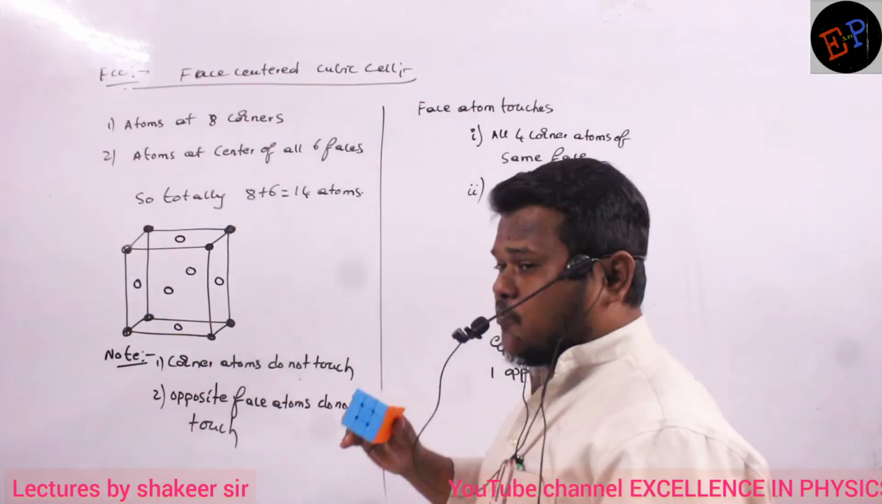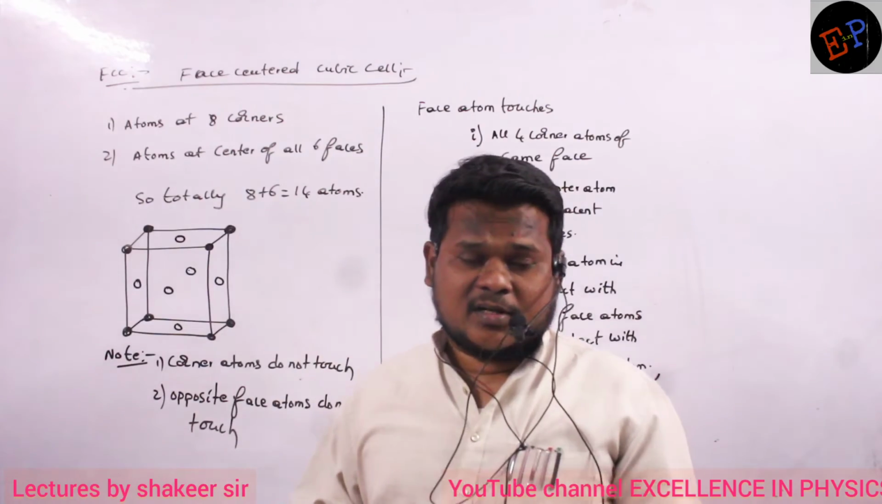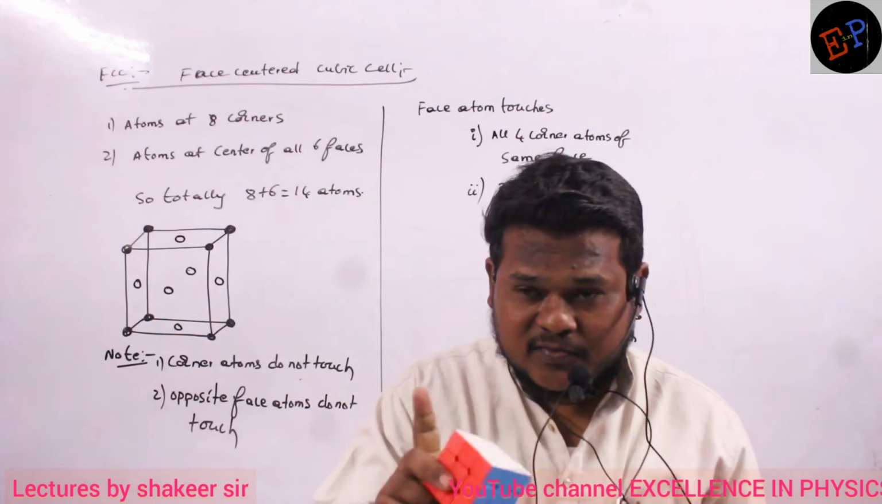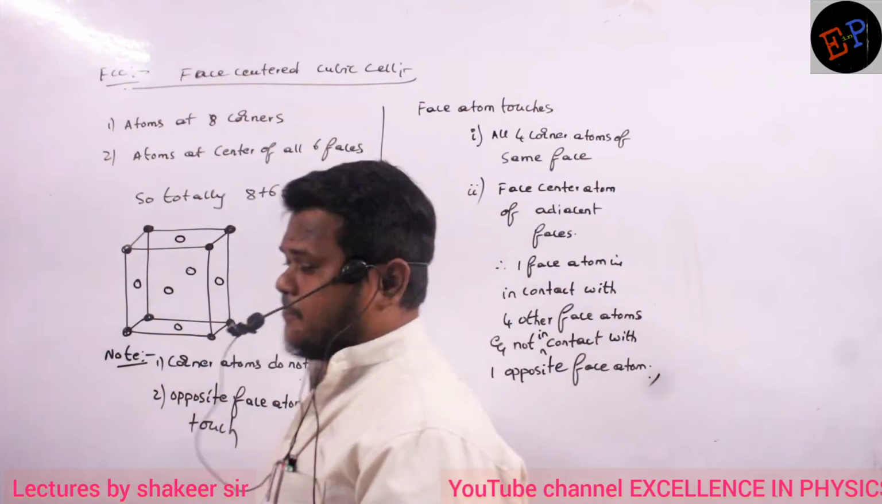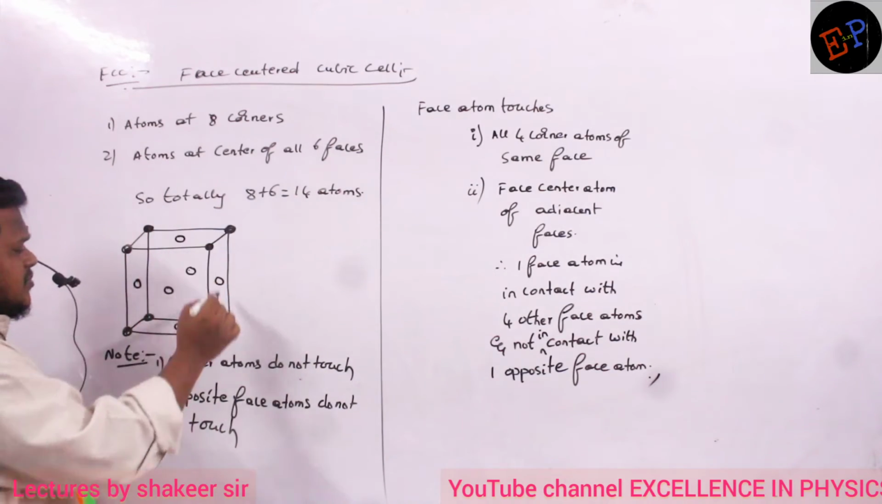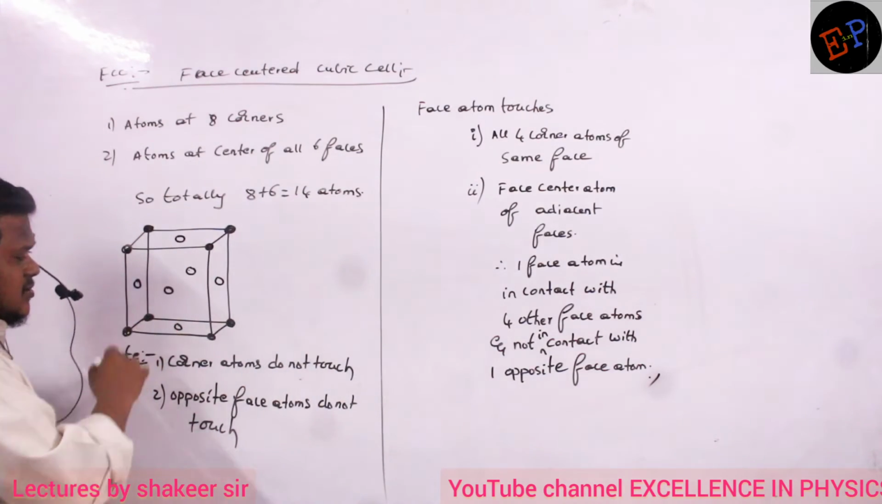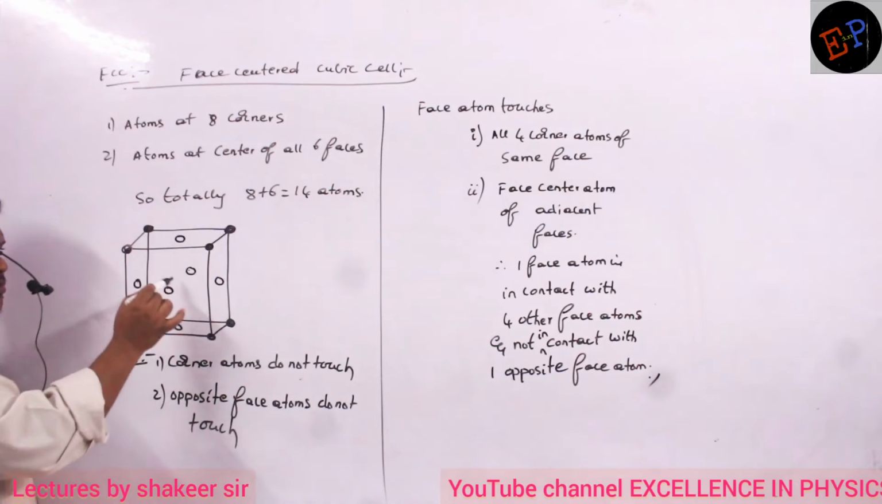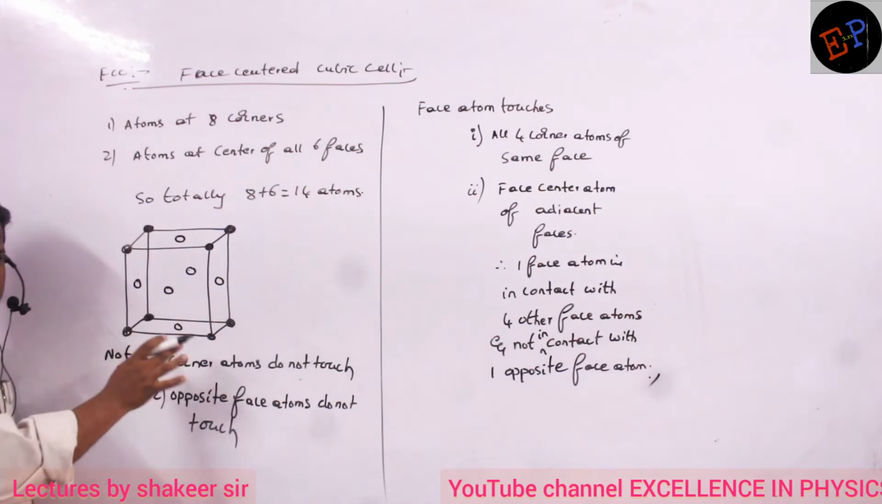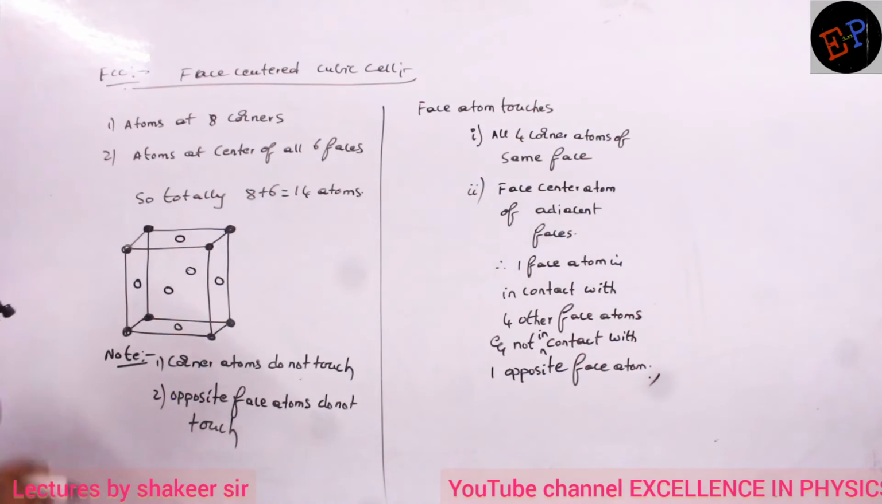Now the question is, which atoms will touch with each other and which atoms don't touch with each other? Now first of all let us see. See, these thick atoms are the atoms which are present at the corners. And here we have just dotted atoms, no? They are the atoms which are present at the faces.